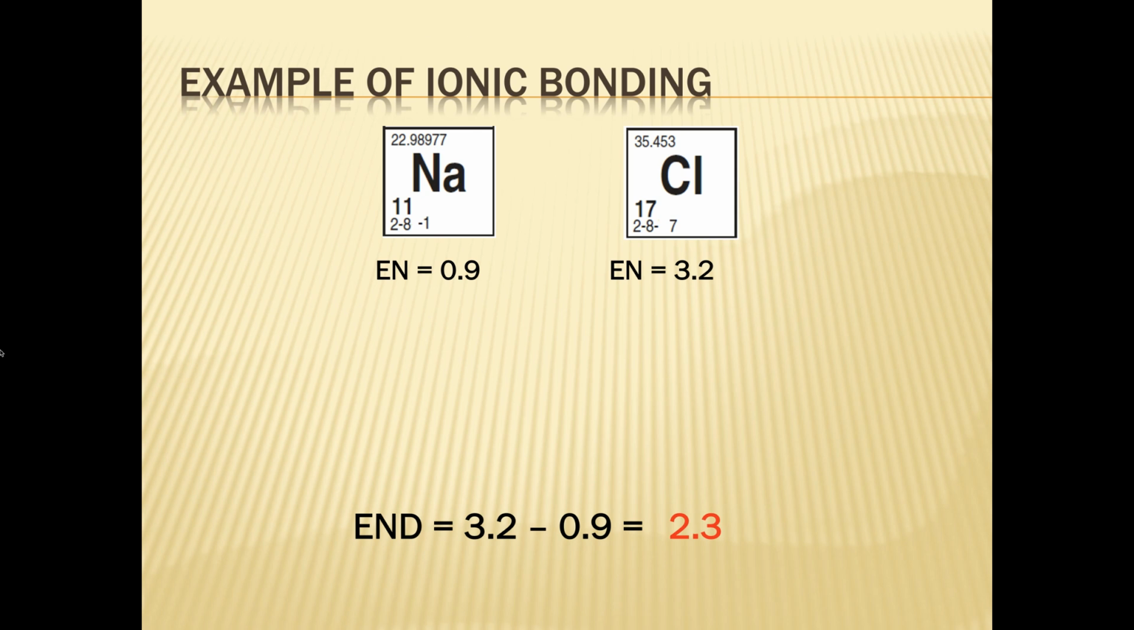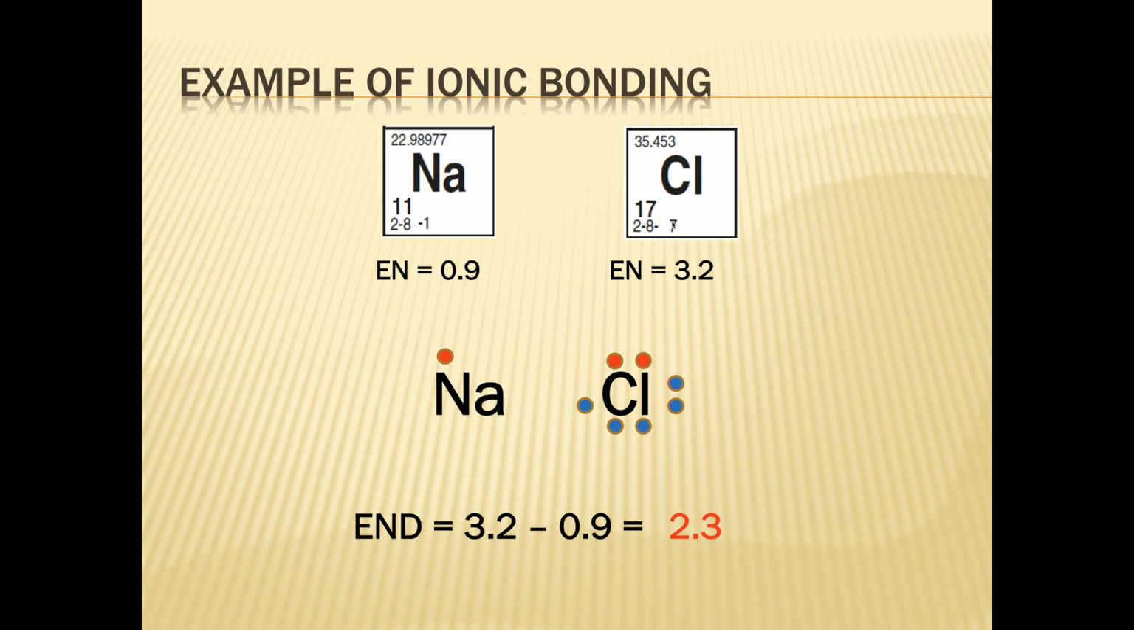Sodium only has one electron to lose. Chlorine only needs one more to gain. So the electron will transfer from the sodium to the chlorine. Let's see how this looks with dot diagrams.